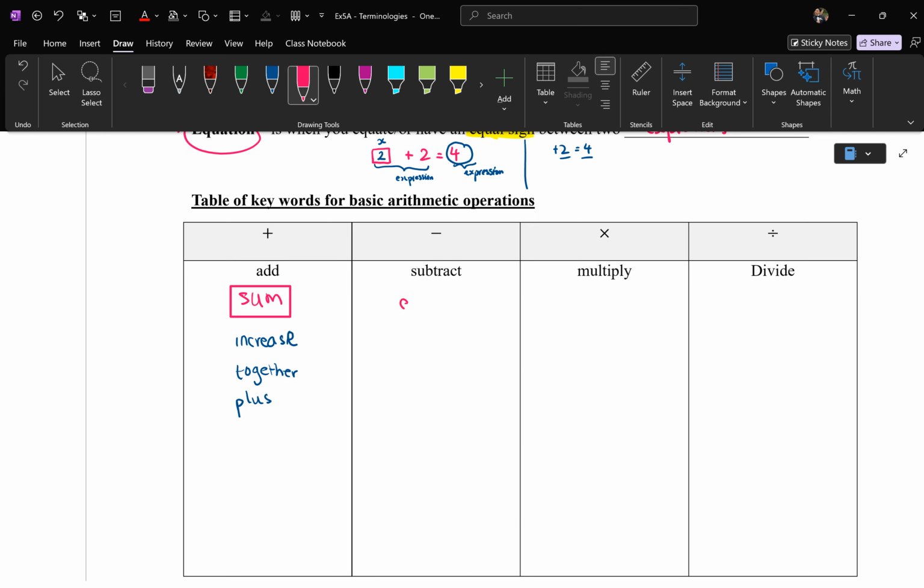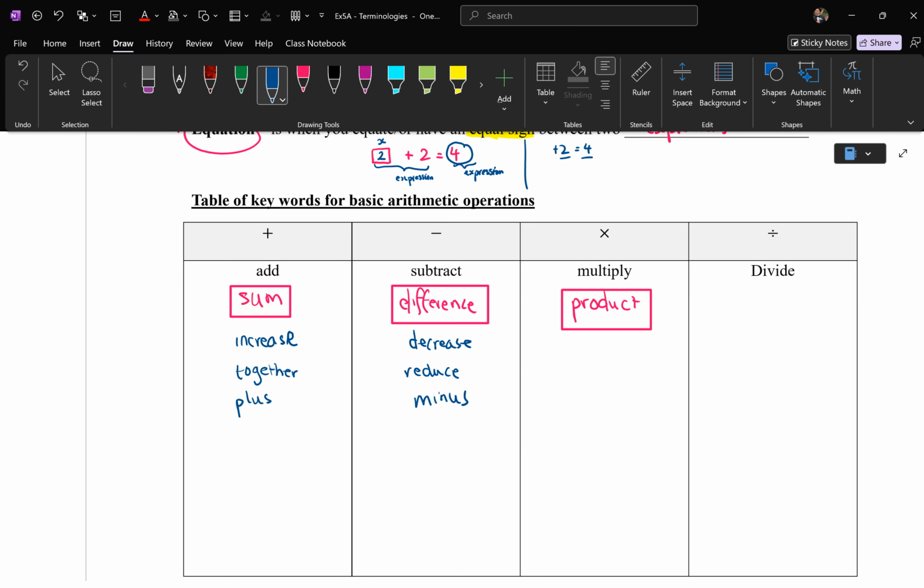Another keyword for subtract is difference. So these are the kind of words that they often use, but sometimes they can use other words like decrease, reduce, subtract, minus. Those are words that could mean subtract. What's a proper word for multiply? We usually use the term product. That's a key word. So I'm boxing all the key words. But then what's another word for multiply? You can have groups of, times. The word of itself means multiply.